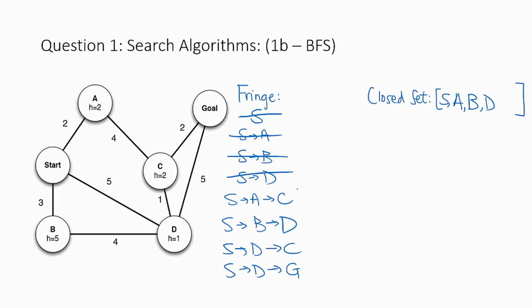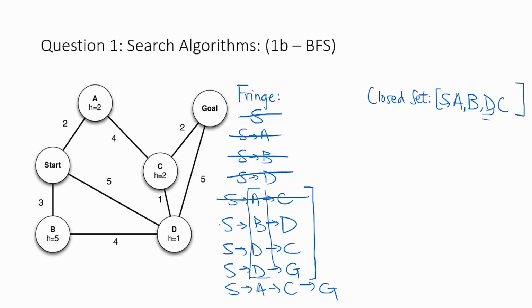Okay, so now we have 4 things left on the fringe. All of these paths are depth 2, so we have to break ties. The mismatch happens in this column here. So we'll start off by popping off S to A to C, put C on the closed set and put its relevant successors back on the fringe. So that's S to A to C to G. And then the rest of the successors are blocked off by the closed set.